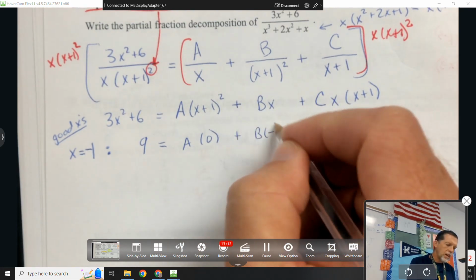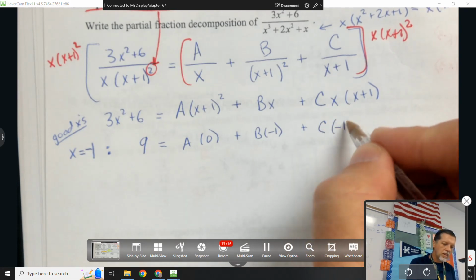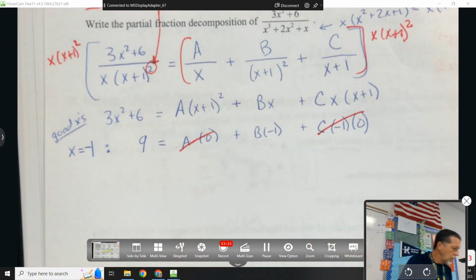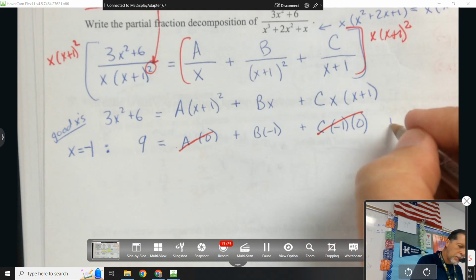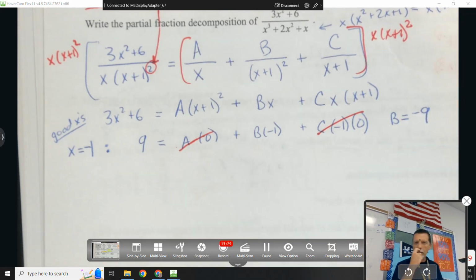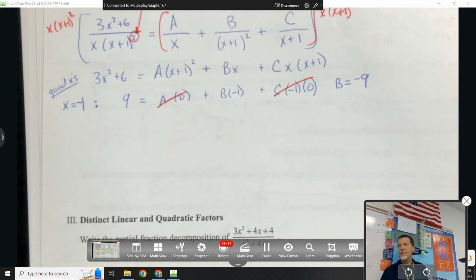Plus b times -1, plus c times -1 times 0. So all that stuff cancels out, and I get b equals -9. I'm trying to start to save space here, if you hadn't figured that out.